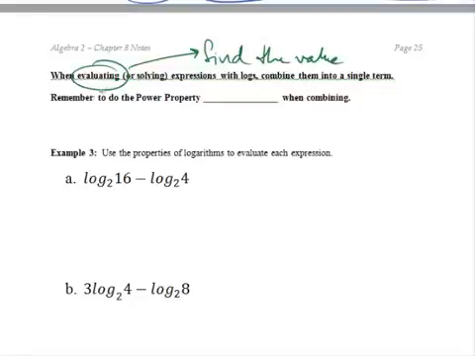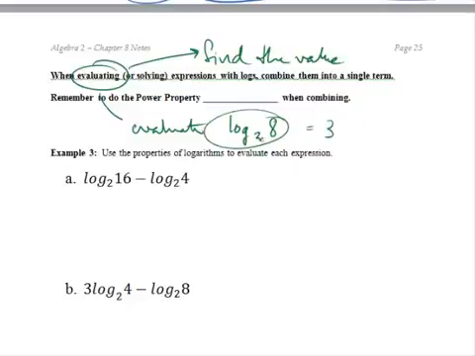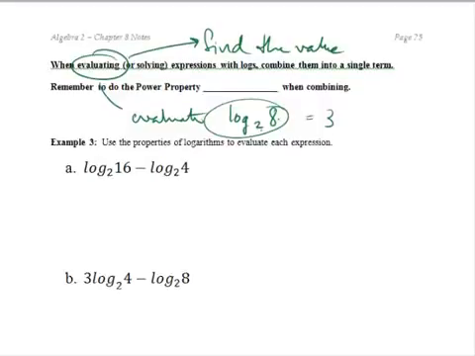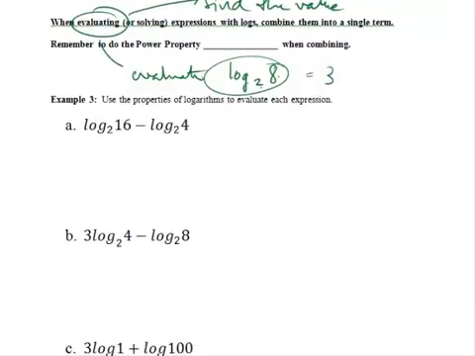So if I say evaluate log base 2 of 8, I'm really asking, what is this piece worth? Well, it's worth 3. It's saying 2 to the 3rd power is 8. So that's what we're going to do with these. Not only are we going to combine them into a single log, but we're also going to find their worth. Remember that you should do the power property first when combining.